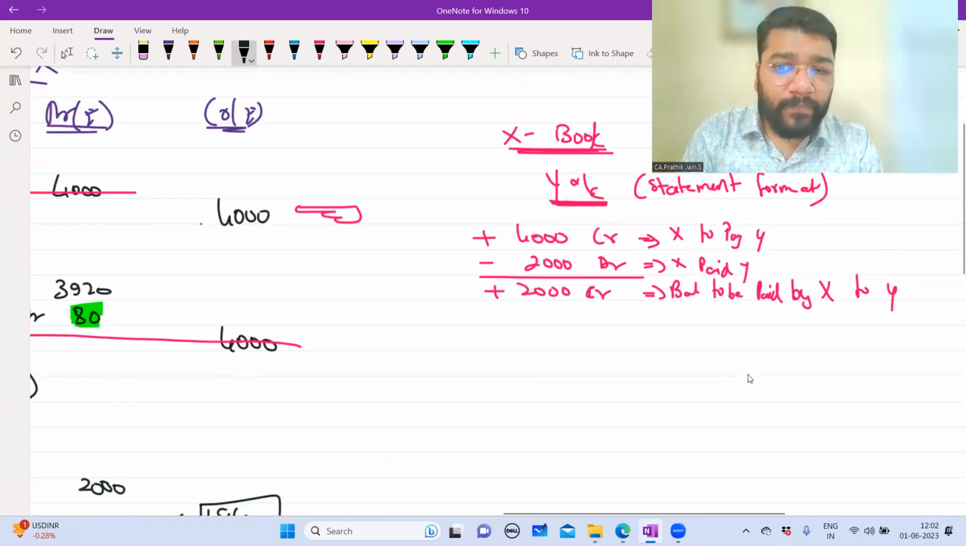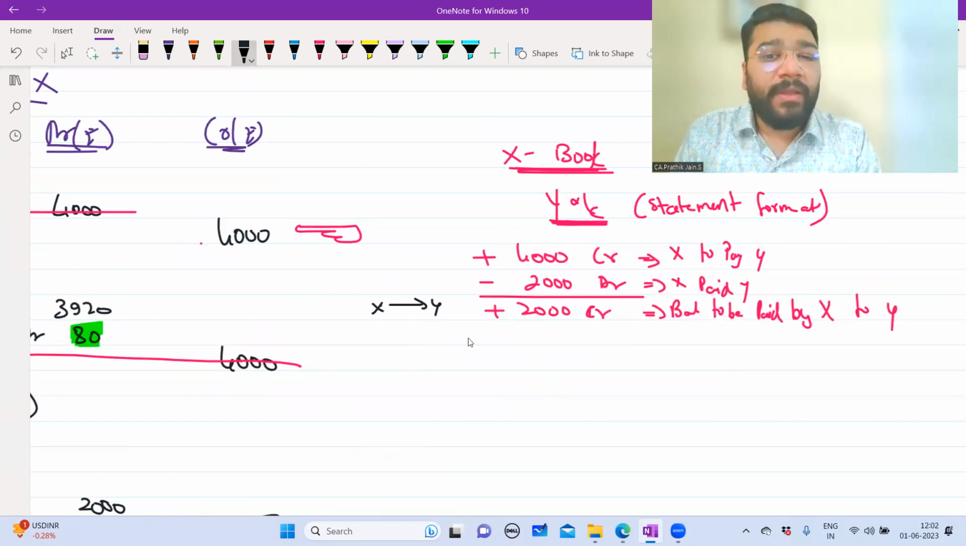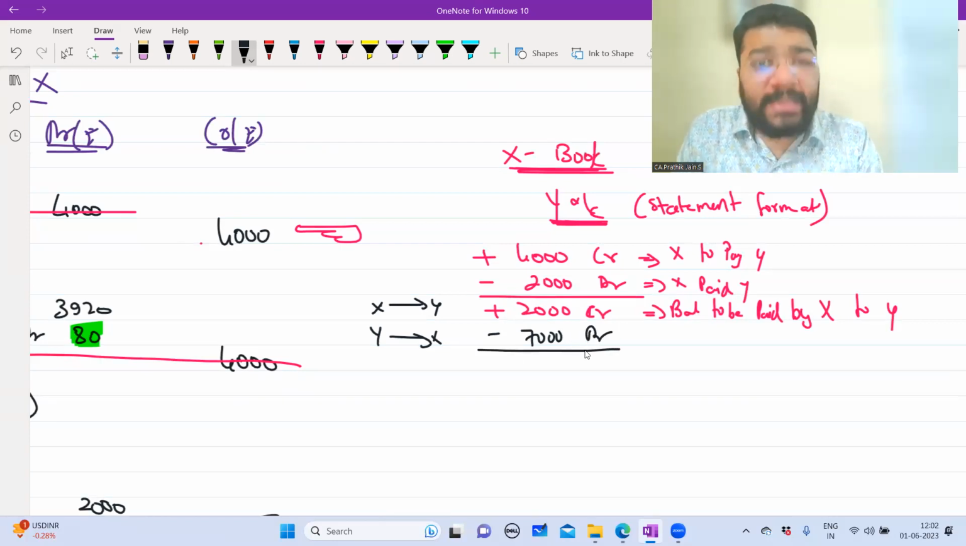Now please understand, guys, this 2000 rupees, can I say X has to pay to Y? And next 7000 rupees, Y has to pay to X. So can I say I can minus it? Minus 7000 debit. So now what is the net balance?